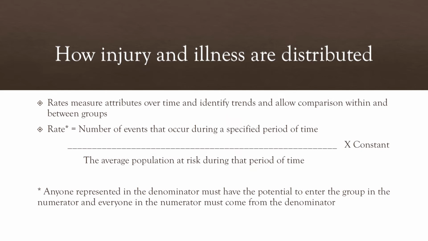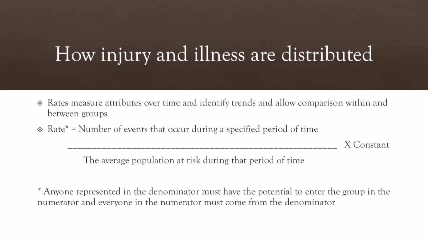So the chapter goes into how to calculate rates in order to describe how injury and illness are distributed in the population. And this is how we make sense of numbers of positive cases or numbers of people injured through specific mechanisms. Rates measure those attributes over time, and they identify trends and allow us to compare within and between groups. Our rate is calculated as the number of events that occur during a specific period of time over the average population at risk during that same period of time, times a constant multiplier.